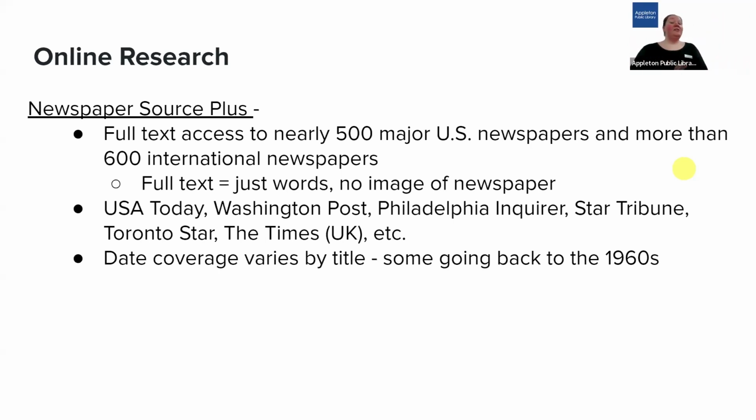But this database includes 500, or nearly 500, major US newspapers and more than 600 international newspapers. So they're kind of the major newspapers like USA Today, the Washington Post, the Philadelphia Inquirer, Star Tribune, Toronto Star, et cetera. All the date coverage is going to vary depending on what title you're looking at. Some go back to the 1960s, some might only go back to the 1980s or 1990s.